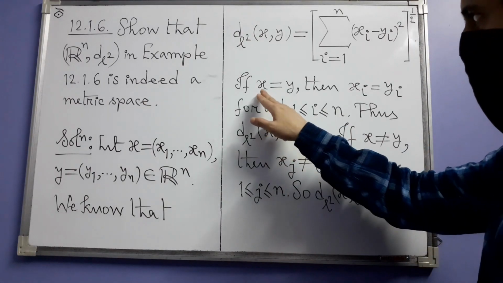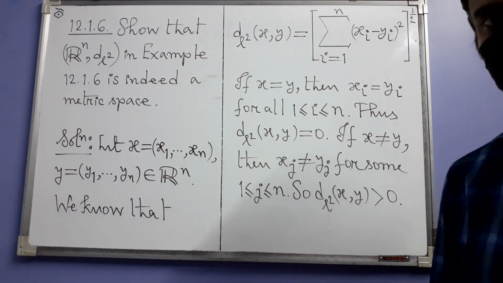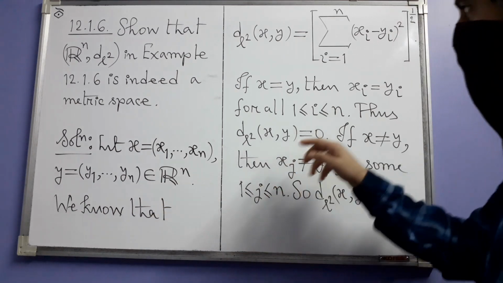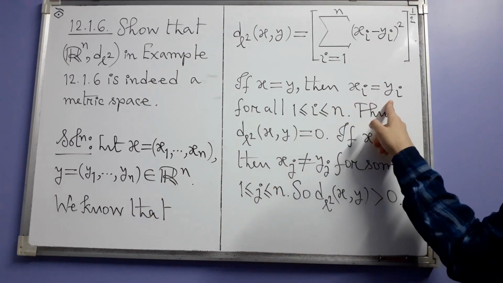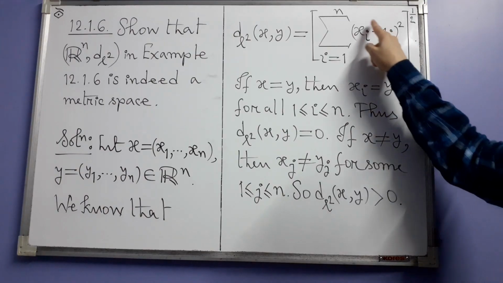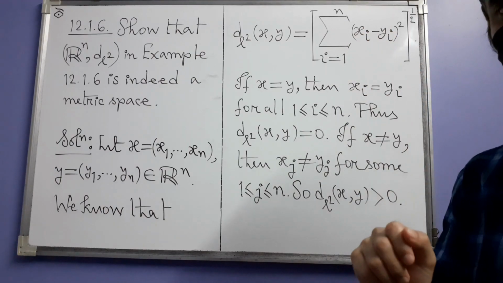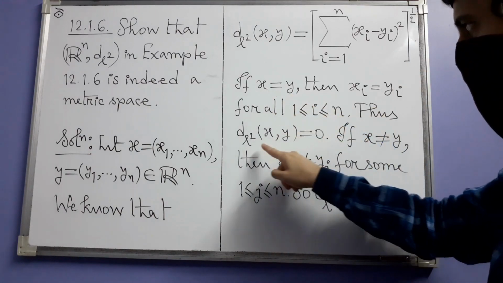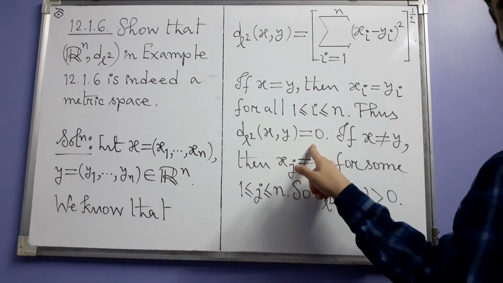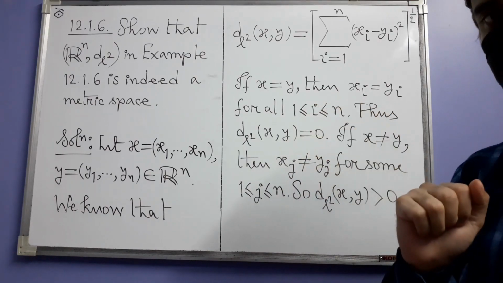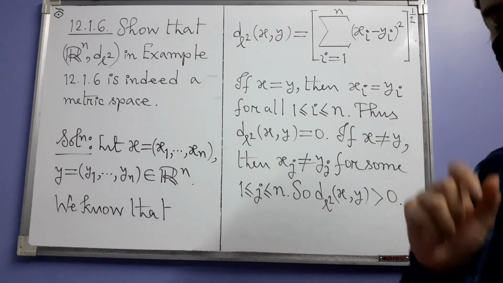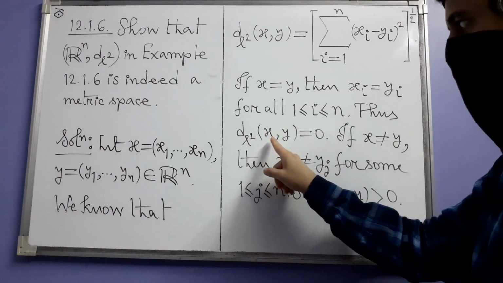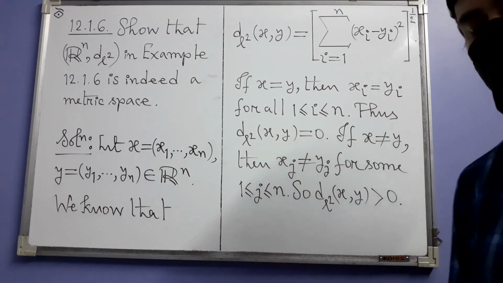Alright, so now if x and y are equal, then what will happen? Then obviously by the definition of equality of two n tuples, each xi would be equal to yi, and as such each term in this sum would be equal to 0, whose square root is also 0. So in this case, if x and y are equal, then the dl2 distance between them is 0. And this is the first axiom in the definition of a metric, first condition. Or you can actually directly also write that dl2 of x comma x is equal to 0.